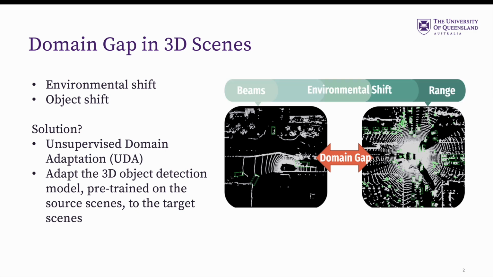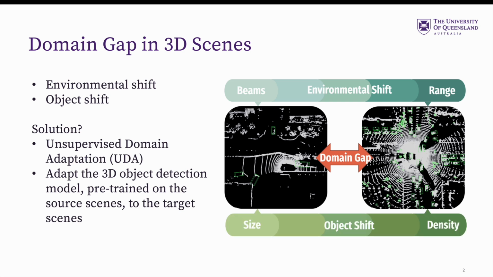The environmental shifts are caused by differences in beam numbers and ranges. As illustrated in the figures, the point cloud on the right-hand side shows more beams and a larger range. Object shifts are equally problematic across different 3D datasets. The average size of cars, pedestrians, and object densities are different, making it challenging for models to detect objects in the presence of such shifts.